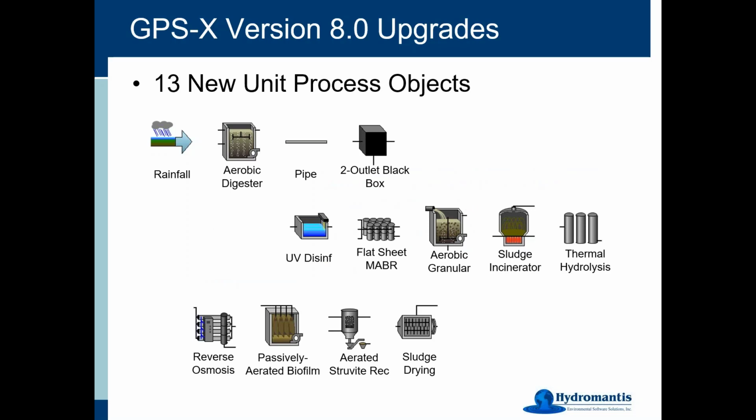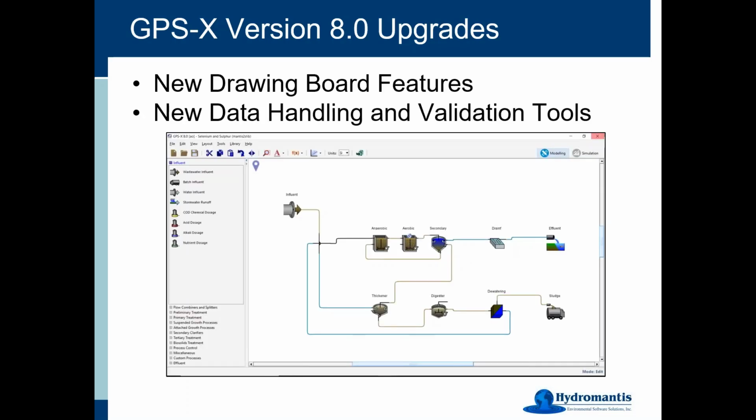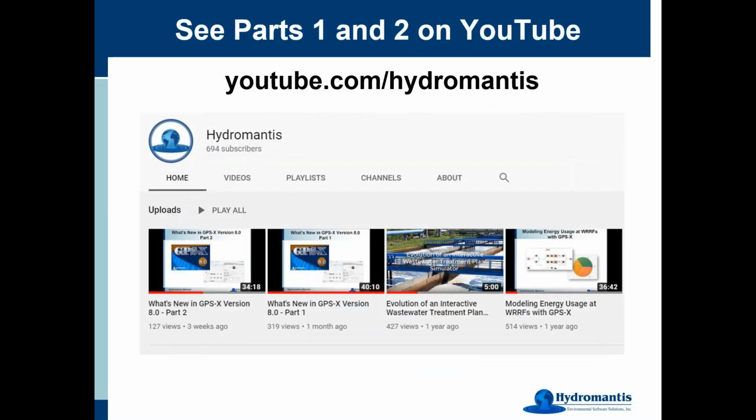We have a large number of new unit process objects. There's 13 of them in there, and you'll find those in the unit process menu on the left-hand side of your screen. And then we also have new drawing board features, new data handling and validation tools, and some new data visualization things. I have gone through all of that in quite a bit of detail over the last 2 webinars.